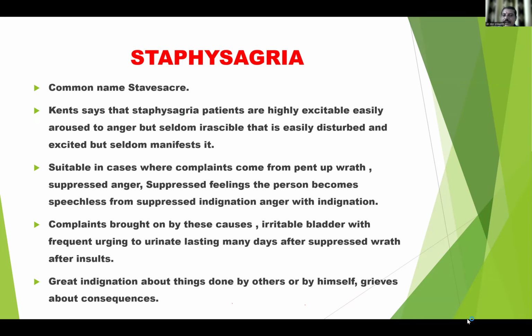So the third remedy from this group is Staphysagria. Kent says that Staphysagria patients are highly excitable, more easily aroused than Pulsatilla. He will get angry within a short span of time. But as I said, along with other members of Ranunculaceae, they are not irascible. They will not quarrel with you, but they will be disturbed and excited, yet seldom manifest their anger.